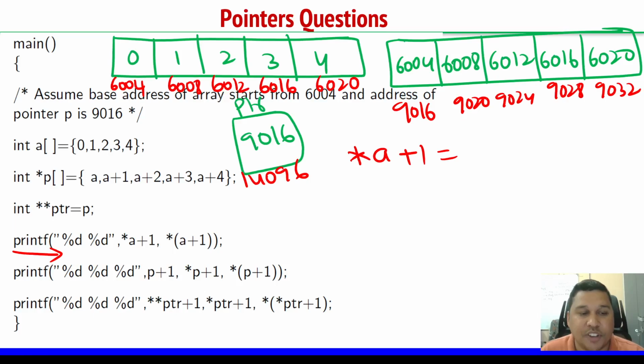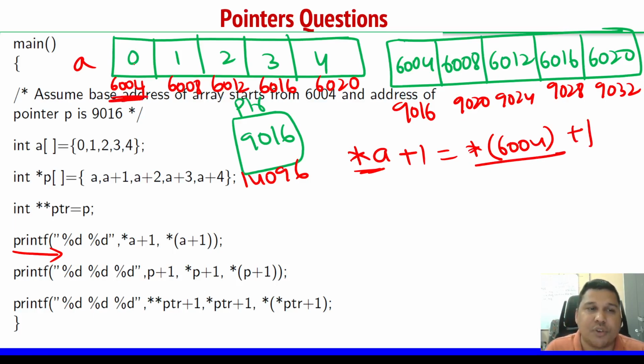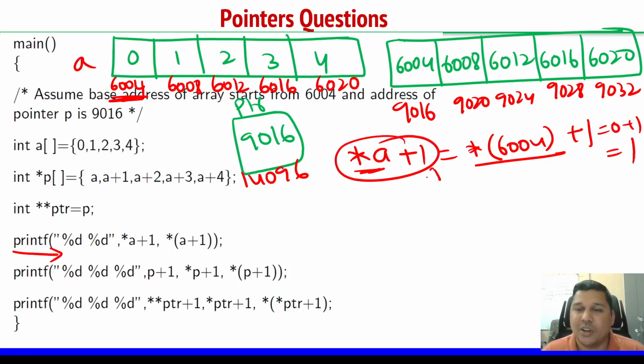Right, we got different answers. Let's see what this is. How to decode this? You already know what star A value is. Star of A: A means the name of the array, that is 6004. Star of 6004 plus 1. What is star of 6004? In memory location 6004, what is the value we have? We have 0. So it is 0 plus 1. So the answer is 1. Star A plus 1 value is 1.